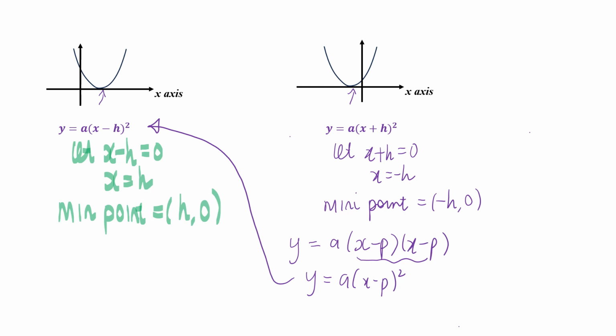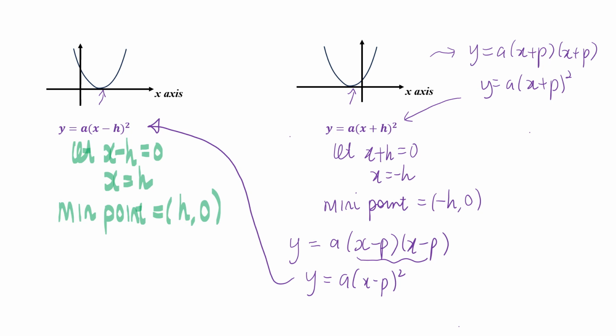Okay, so likewise with this also, we can write it as a bracket x plus p multiplied with another x plus p. Stack it up. You will have x plus p to the power of 2, which is the same as what we have here. Okay, so this one will cover the different kinds of ways you can factorize the quadratic functions where a is more than 0.